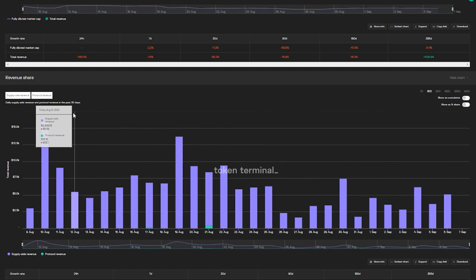Probably a good time to define the two different types of stakers in NFTX, right? So there's liquidity stakers.